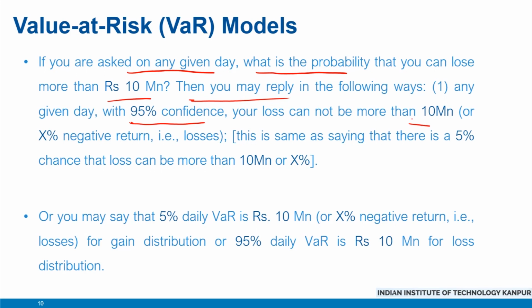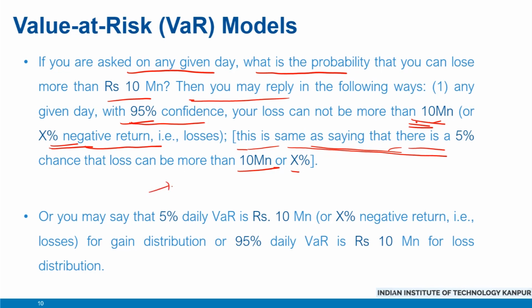Or it can also be expressed in terms of rupee or dollar value, or also the return, a negative return amount, which is essentially losses. So I can express my maximum loss for this 95% confidence as some value in rupee or dollar amount, as 10 million or something, or a negative return of X%. This is also the same way of saying that there is a chance of 5% that my losses can exceed. I repeat, there's a way of saying that there's a 5% chance that my losses can be more than this amount of 10 million or X%.